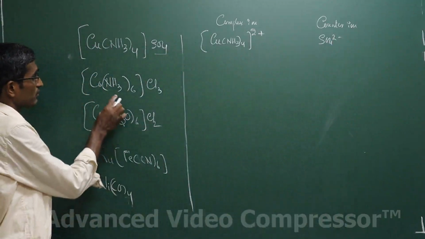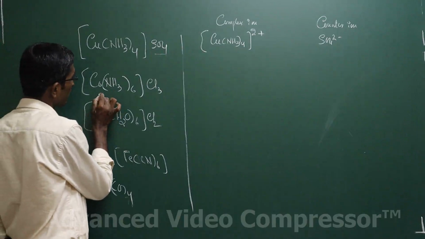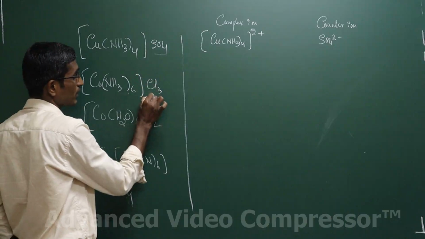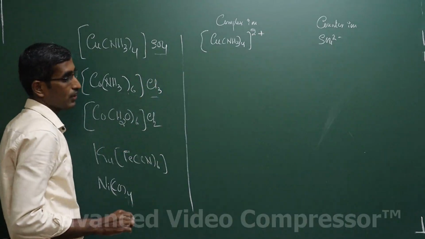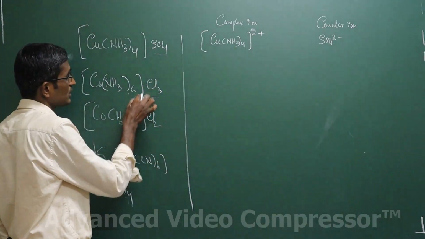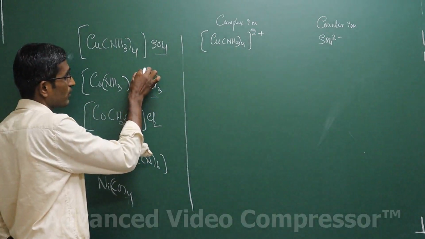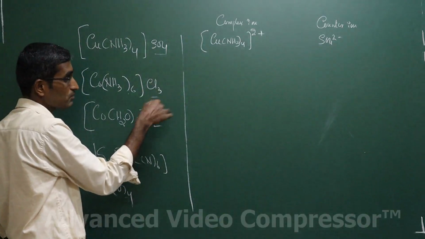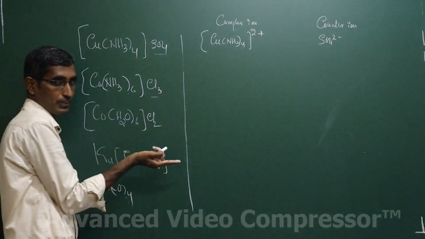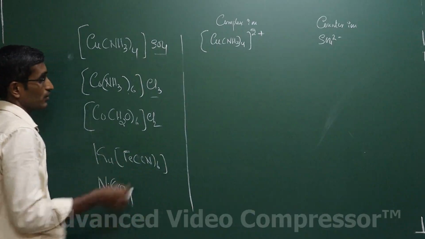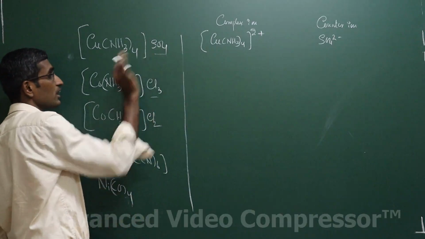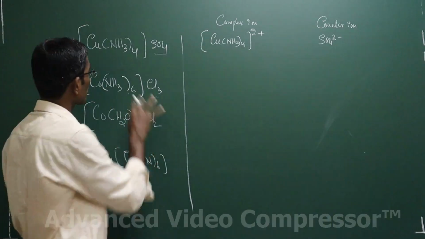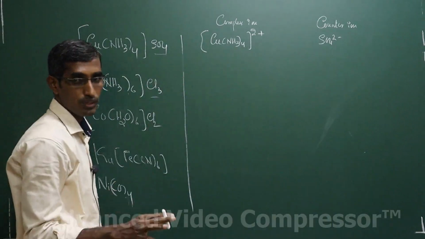Clear? Same is the case. For example, this is [Co(NH3)6]. This has to be 3+, students, because there are 3 Cl- ions. So the charge which is carried by the complex ion, the same charge will be countered by the counter ion. So that is why we call it a counter ion. The counter ion will be countering the positive or the negative charge developed by the complex ion, so that the entire system becomes neutral, right?